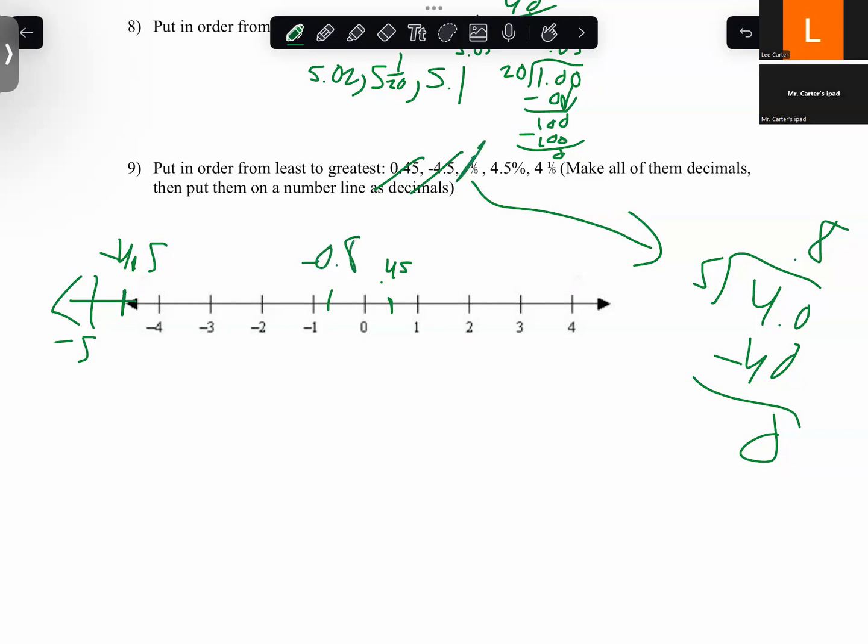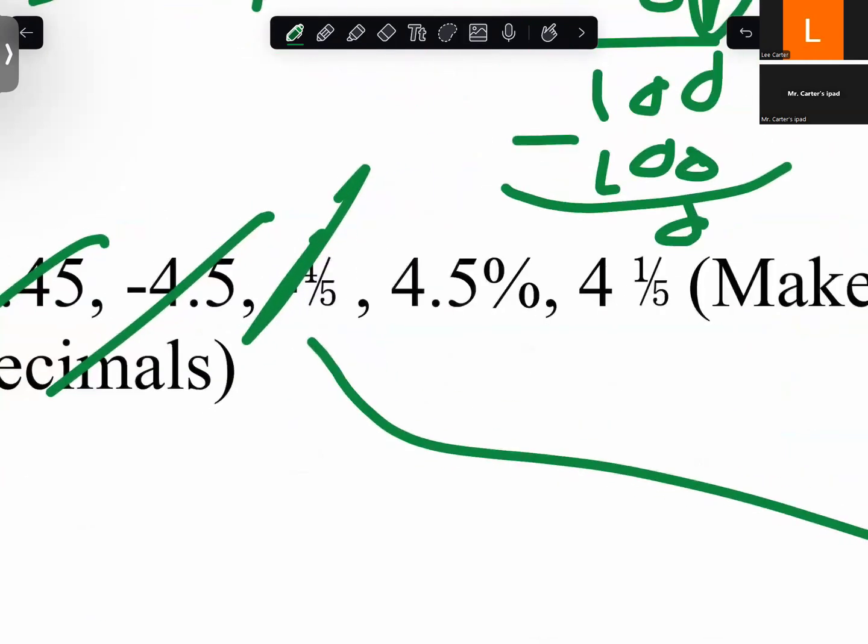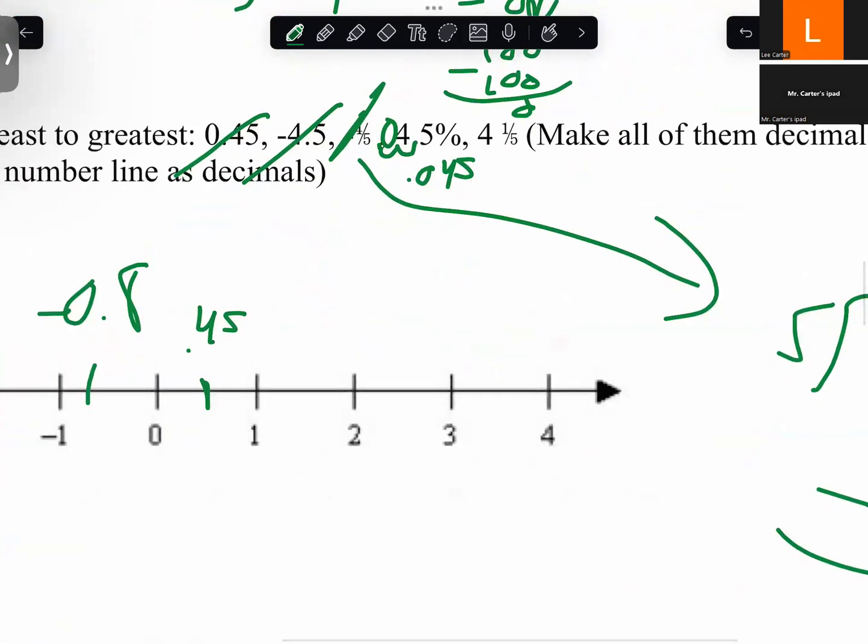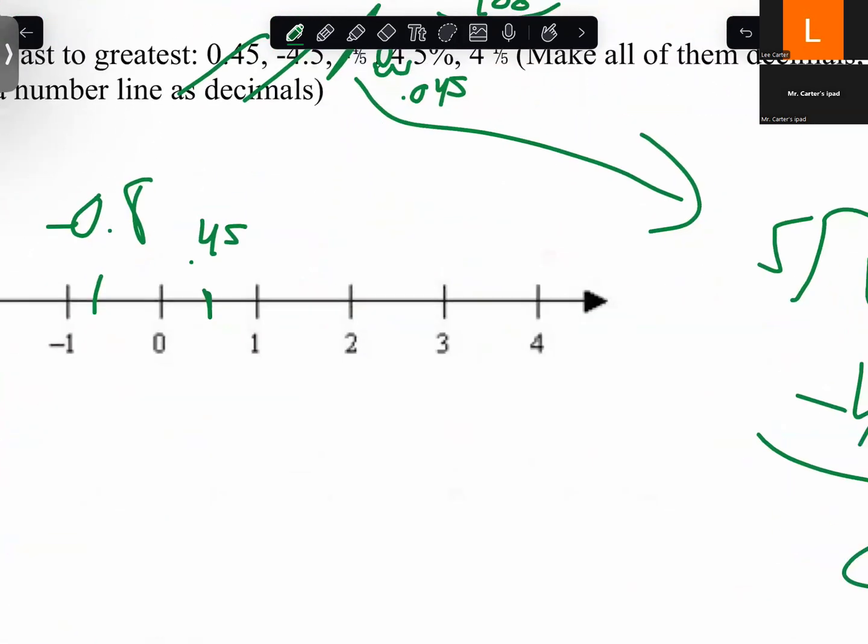All right, 4.5%. When you make 4.5% a decimal, you move it 2 places to the left. So it's 0.045. 0.045 is going to be really close to 0. Okay, because if you think about it, there's 100% in one whole, so 0.045 is very close to 0.